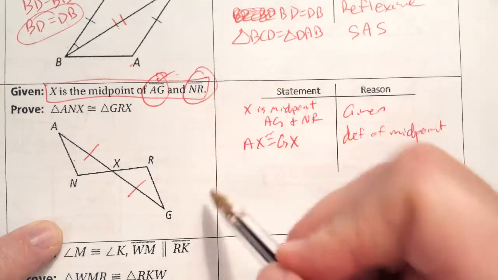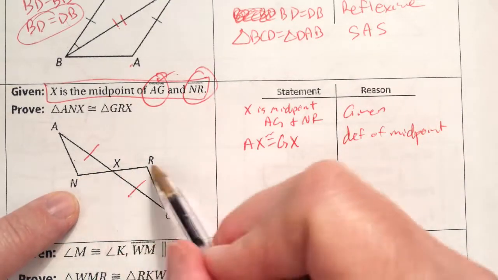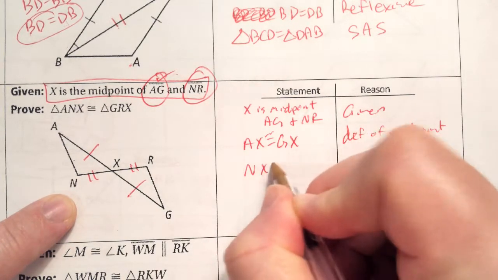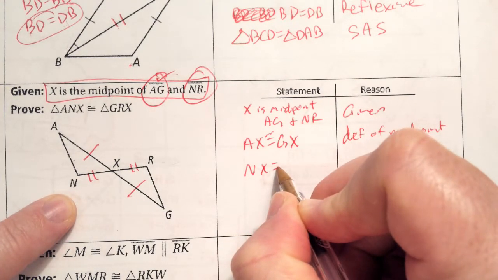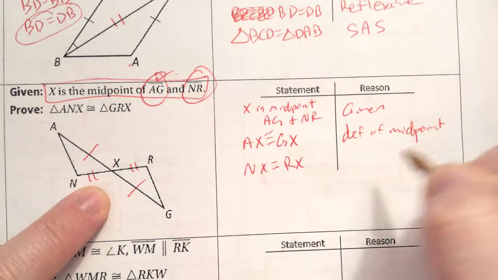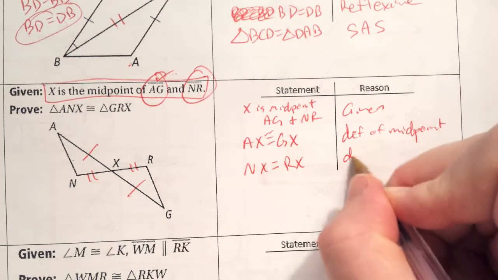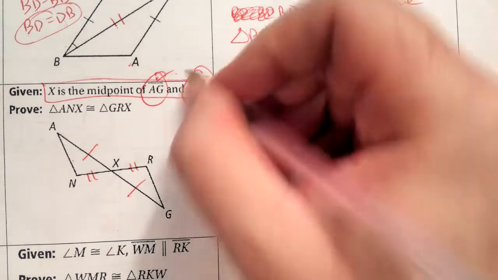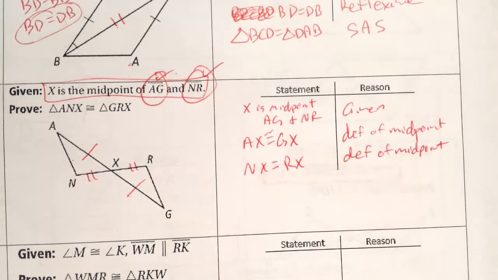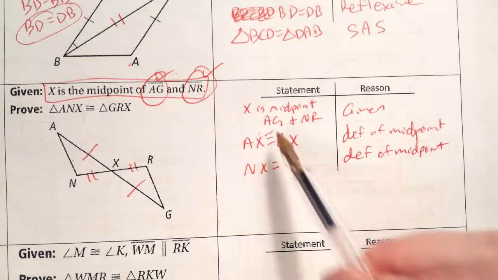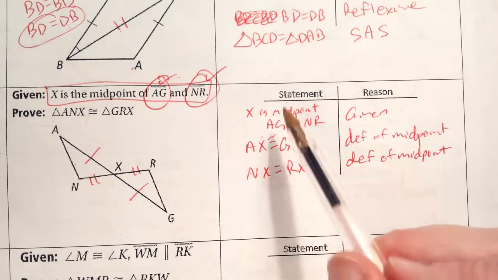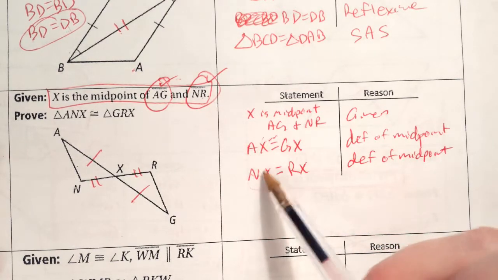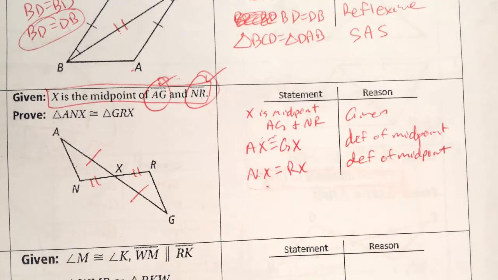Then we also said it's midpoint of NR, so NR got cut in half. I'm going to put double, double. So NX is equal to RX. And why? Because that as well is a definition of midpoint. Because we said midpoint, this happened. So we have just done 2 different things for the given. Right now we only have 2 bits of information, 1, 2. I needed something else.